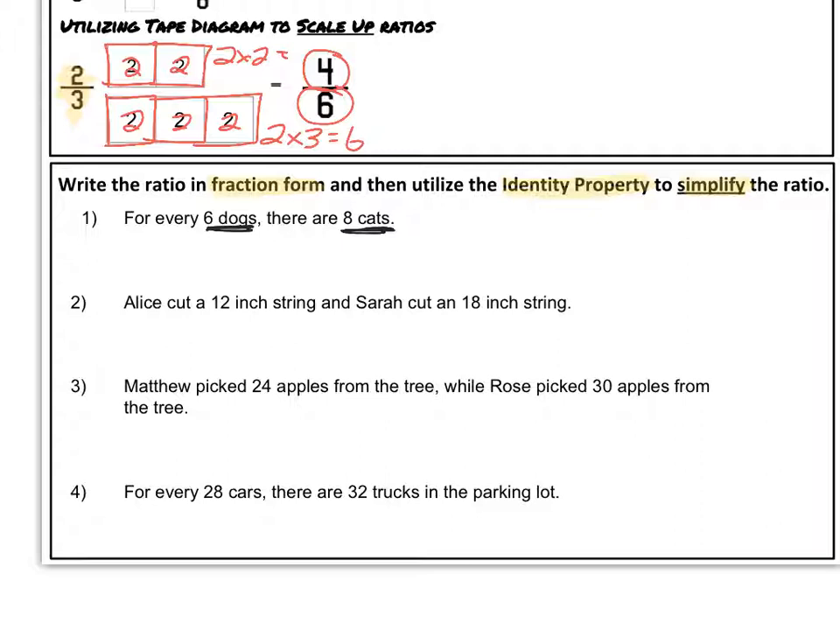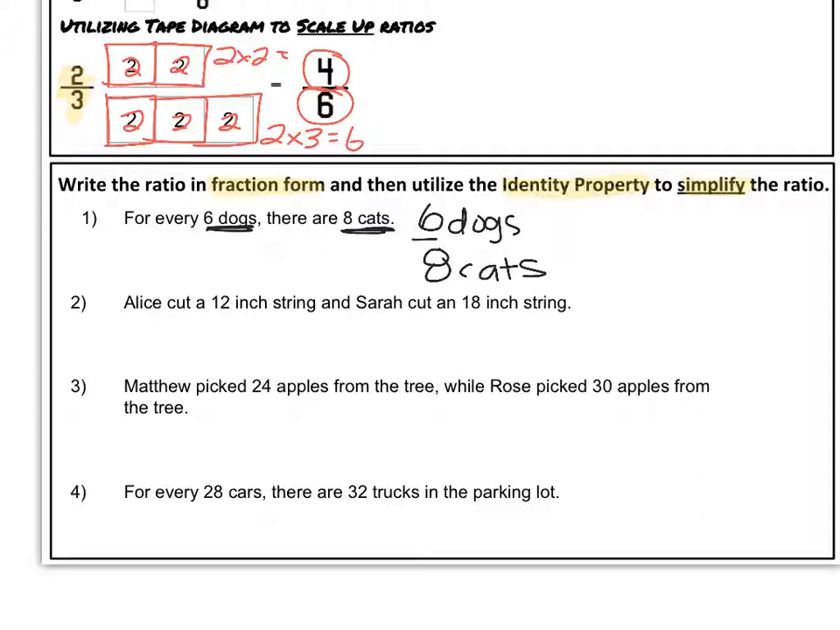We're writing it as a fraction. Remember, there's 3 ways to write a ratio. This one specifically asks us to write it in the form of a fraction. So it's going to look like this, 6 over 8. So that's 6 dogs to 8 cats. Then we're going to simplify it by using the identity property.